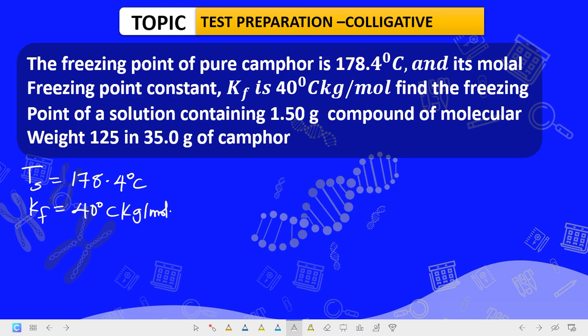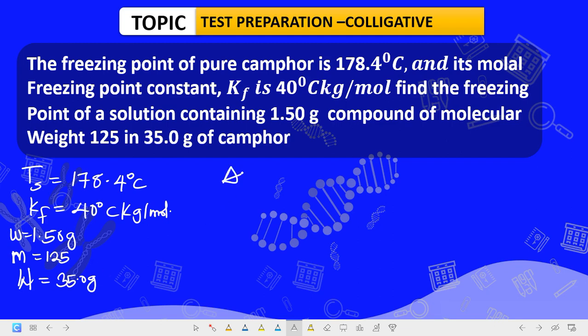Find the freezing point of a solution containing 1.50 gram, which is our small w, of a solute of molecular weight 125 in 35 gram of camphor. So the mass of camphor itself is 35.0 gram.